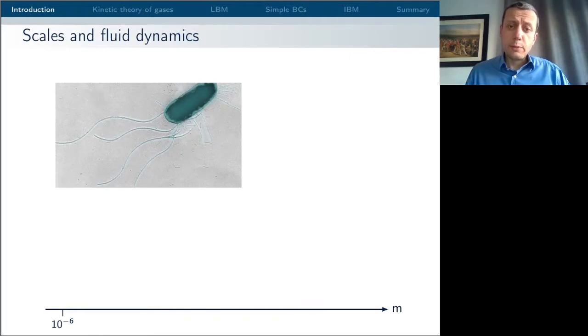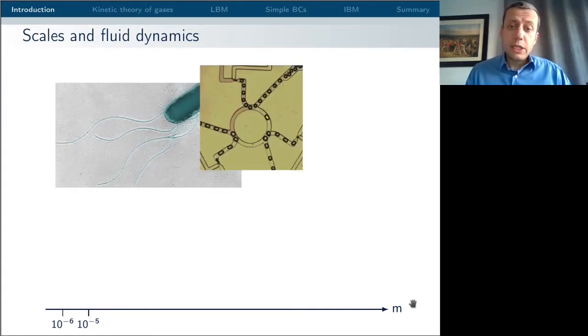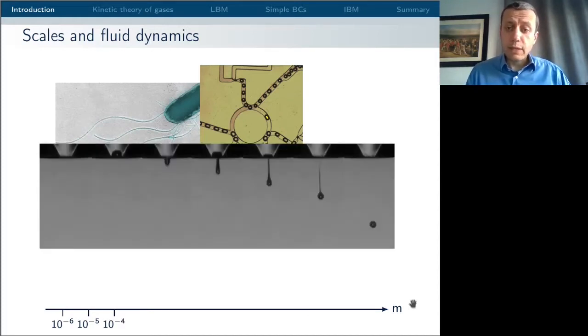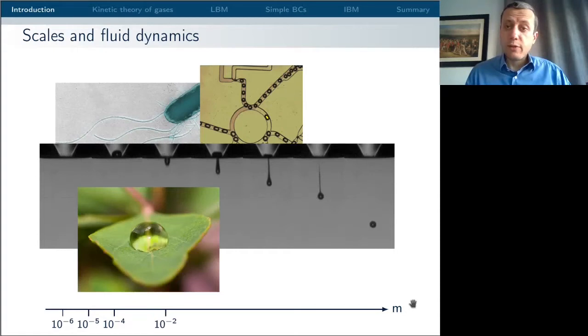Let me start with fluid mechanics or fluid dynamics. At the bottom you can see a scale bar in meters. And you are probably aware of micro fluid mechanics, where you have, let's say, bacteria swimming on the scale of micrometers. You can have microfluidic devices, for example, for droplet generation, typically tens to hundreds of micrometers in diameter. Then inkjet printing, where the relevant length scales are approaching millimeters. You have seen rain droplets, droplets on leaves, and so on.